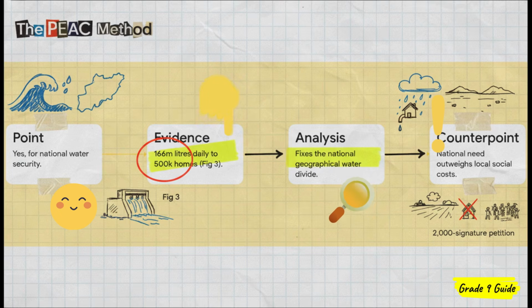And then for your counterpoint, you have to acknowledge the local social cost. Figure 3 shows it's going to flood 5 square kilometers of farmland, destroy over 50 homes, and has already kicked off a 2,000 signature petition because of all the construction traffic. Put it all together and a top grade answer sounds a little something like this.